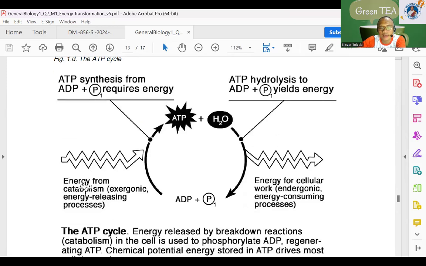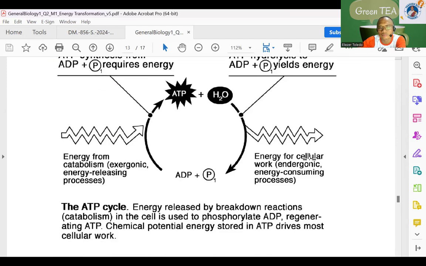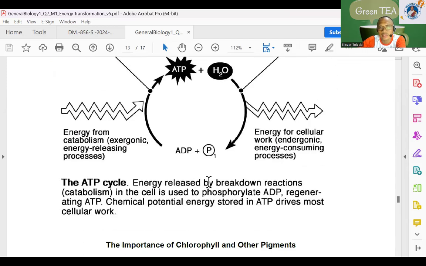Energy from catabolism, exergonic energy. ATP synthesis from ADP plus phosphate requires water. Energy is released in catabolism, which is exergonic, and energy is consumed. The energy released by breakdown reactions in catabolism is used to phosphorylate ADP.